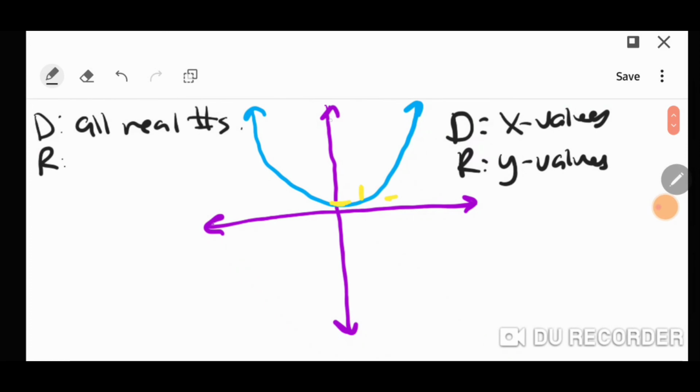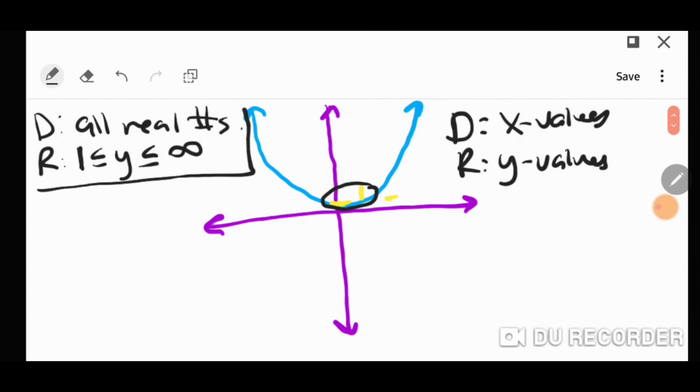Now my range will be my lowest and highest y value. So my lowest y value will be 1. So I know it's going to be 1, which is less than or equal to y. Now, does my y value stop? For this parabola, it does not. So that means it's going to be infinity. So it's going to be 1 is less than or equal to y, which is less than or equal to infinity, which is a sideways 8. That will be the domain and range for this example.